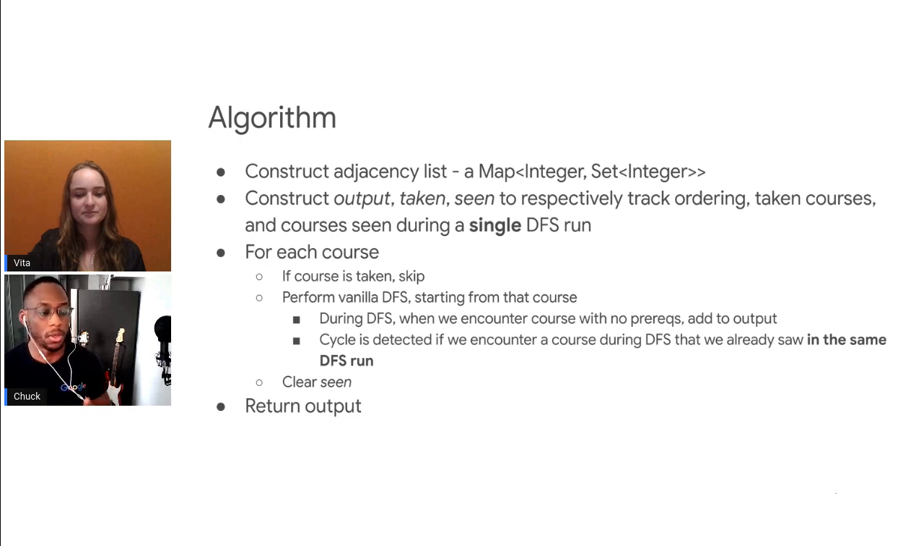So given those 3 things, we can then perform DFS. For each course, if we've taken the course, skip it, we're done, right? If we haven't taken the course, we just perform DFS on that particular course, right? If a cycle is detected, we're done. We don't need to go any further. However, if we haven't detected a cycle, when we backtrack on our way out of the DFS, we have to make sure that we take the course, and then we have to clear our seen structure so that we can prepare for the next DFS run. At the end of the day, we return the output.